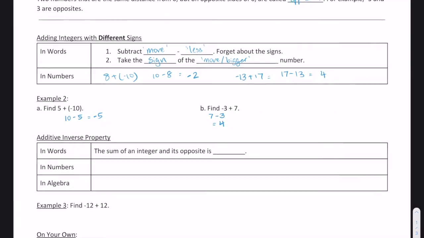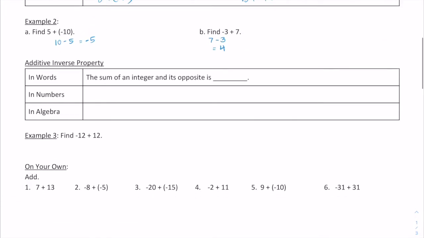All right, last property we are going to talk about is the additive inverse property. I think this is the easiest property there is. The sum of an integer and its opposite is 0. What that means is if I add the opposite of 6, which is negative 6, so 6 plus negative 6, that is always going to be equal to 0. So in generic algebraic terms, if I have letter A plus a negative A, that is always going to be 0. All right, example number 3, I have negative 12 plus 12. Notice how these are opposites of each other, so that means my final sum is 0.